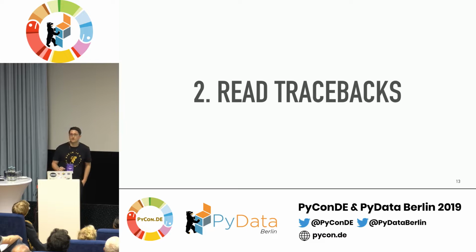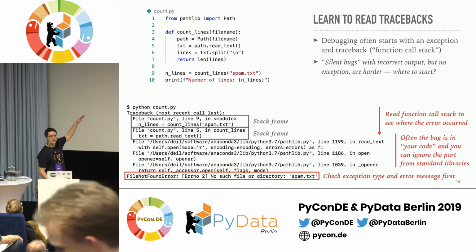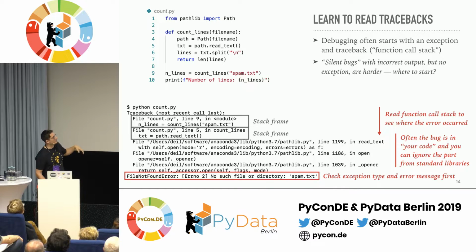The second thing you have to learn, especially with debugging, is to read tracebacks. Debugging often starts with an exception and a traceback, and the traceback is this function call stack that we've seen before. If you execute this script above, you will get this traceback and the error. Typically the way you read this is that you check the exception type, in this case a FileNotFoundError, and the error message first, and then you read the traceback. Some people read it bottom to top, or top to bottom. It's up to you.